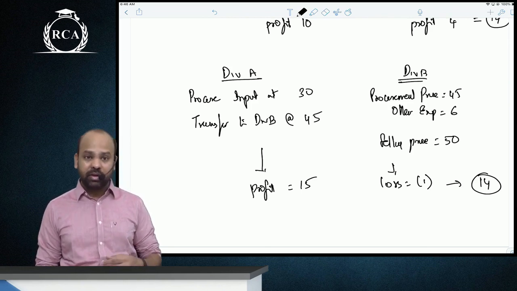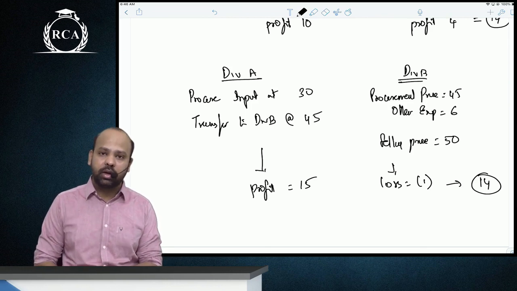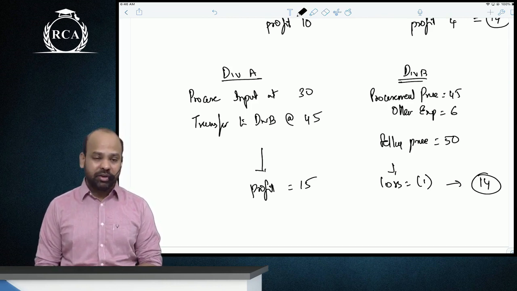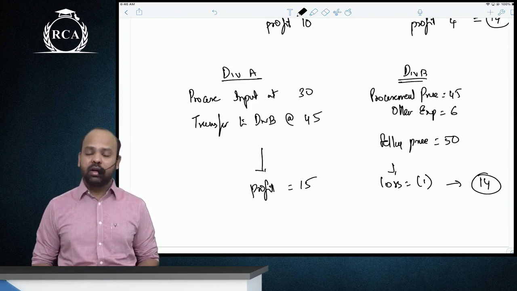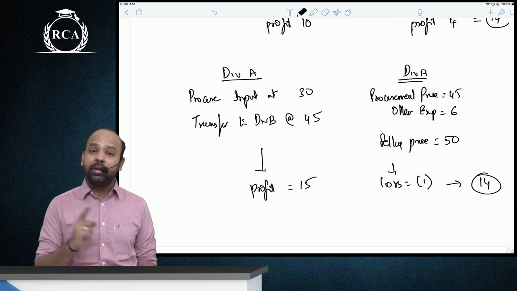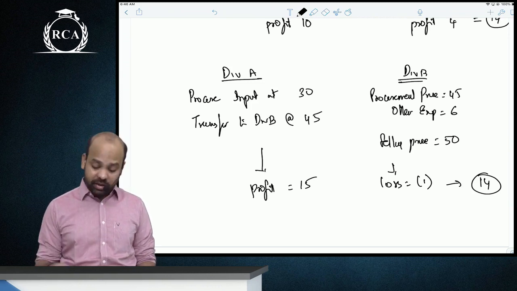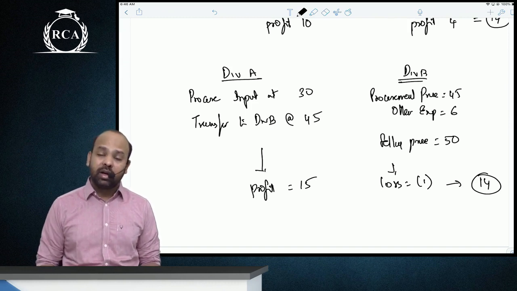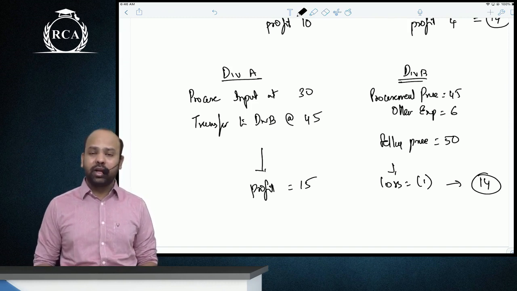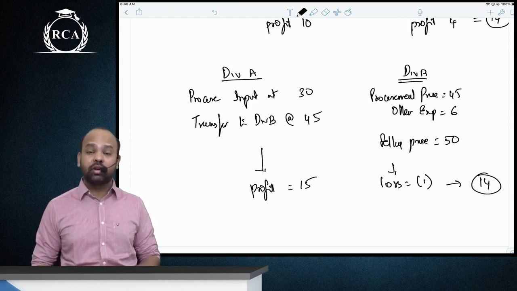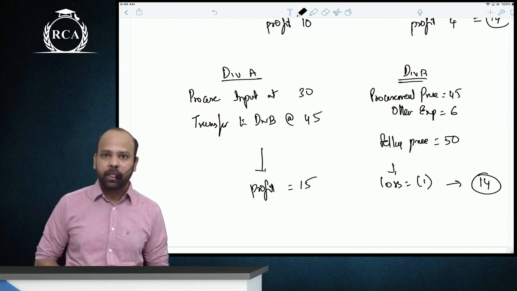What if division B simply stops selling the product in the market? To whom will division A supply? If division B stops selling this product because it is incurring a loss, the company as a whole is not saving the loss of division B. The company as a whole is losing 14 rupees. Because of this internal rivalry between divisions A and B, it is costing 14 rupees to the company.